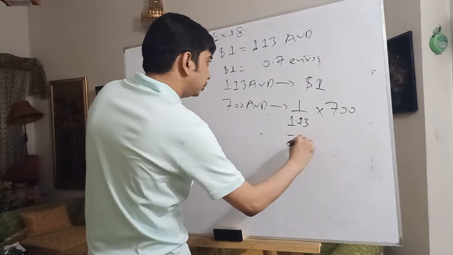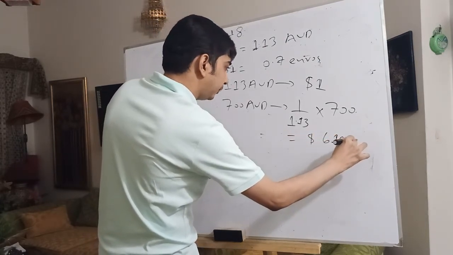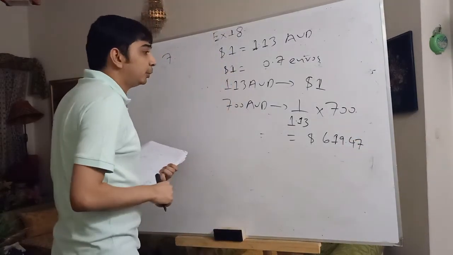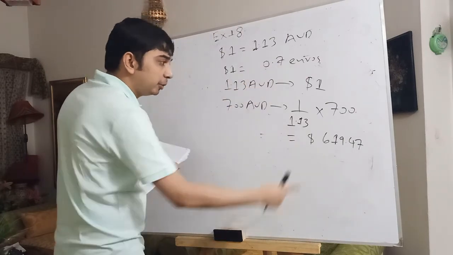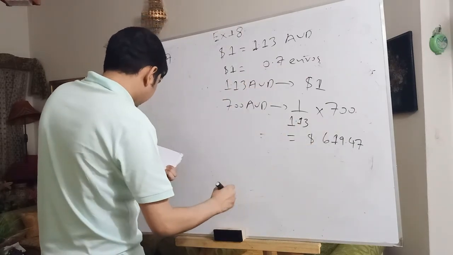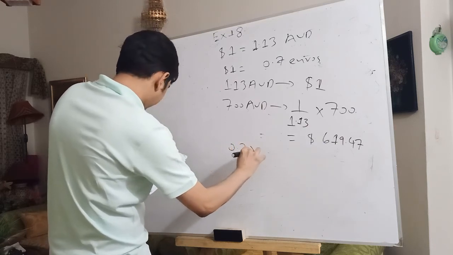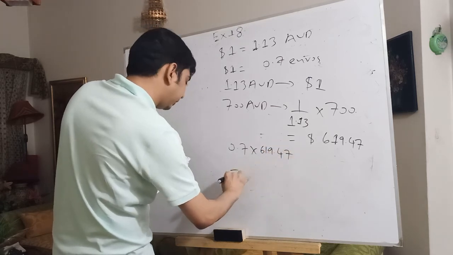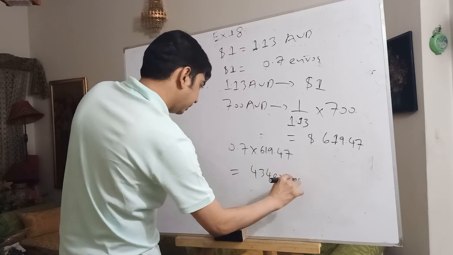Okay, so this is equal to 619.47 dollars. We know $1 is equal to 0.7 euros. So this many dollars is equal to how many euros? 0.7 into 619.47 euros. This is actually equal to 434 euros.